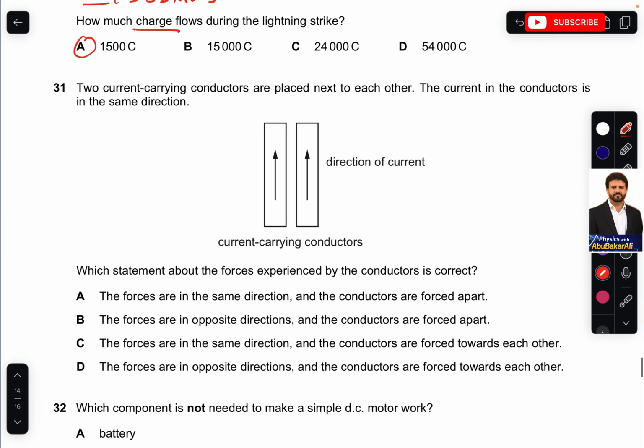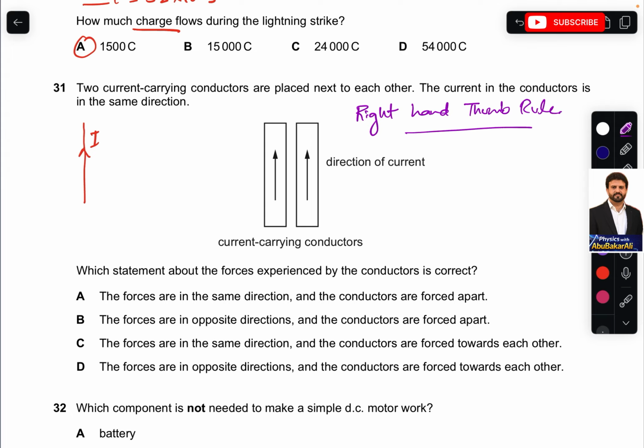Question 31. Two current carrying conductors are placed next to each other. The current in the conductors is in the same direction. Which statement about the forces experienced by the conductors is correct? So how will the forces act? First, you need to understand how the magnetic field will be. If current is passing through this wire, the magnetic field will be defined by the right hand thumb rule. You have to stretch your thumb in the direction of current. The curled fingers will show you the direction of the magnetic field. So they look like this.